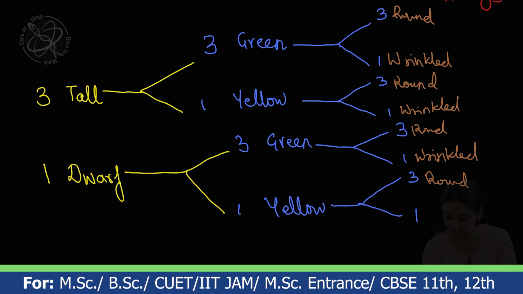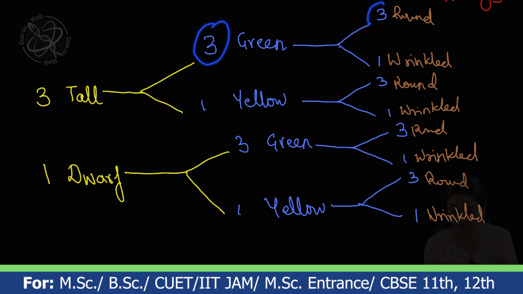Now you should know how to calculate the numbers. Kindly look here carefully. What you have to do is just multiply the numbers. So 3, 3, 3. All the threes will come together, right? So it will be 3, 3, 3, which is 27.